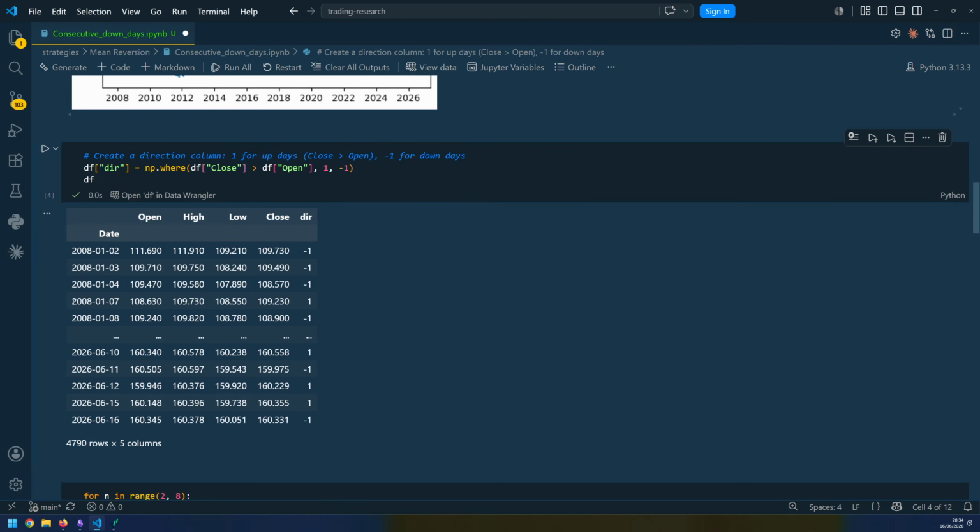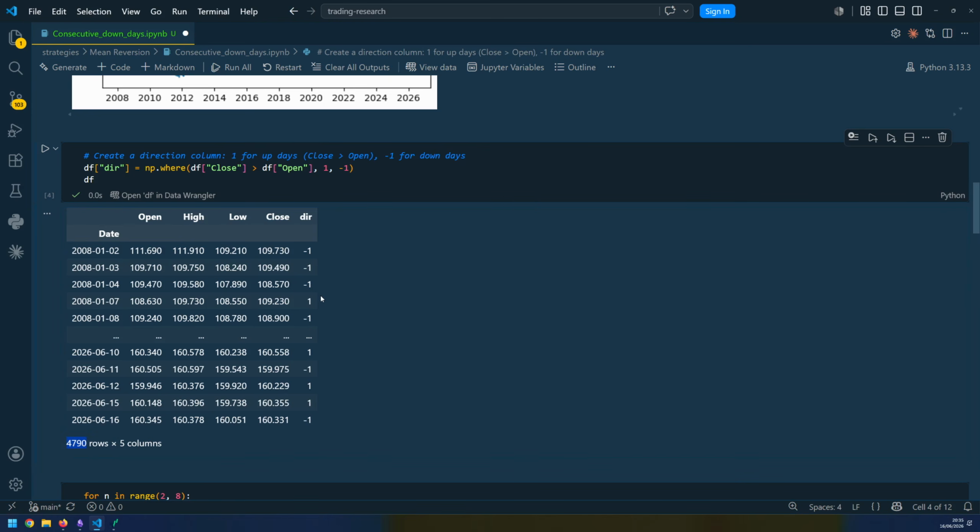So in this case, on the 7th of January, price opened at 108.63, and then it closed higher at 109.23. So that's a bullish day, and that's why this direction is a +1. But then the previous day opened at 109.47, and then it closed lower at 108.57. So that's a red candle, it's a down day, and that gets a -1. And I do this for all 4,790 rows in my dataset.